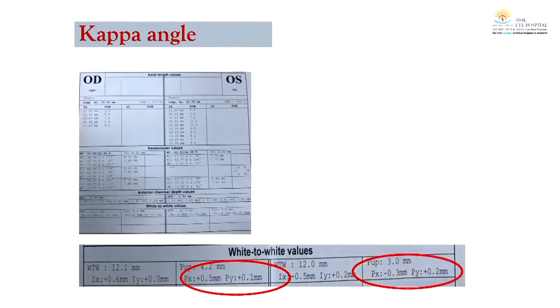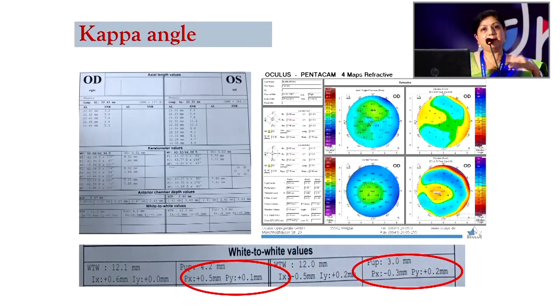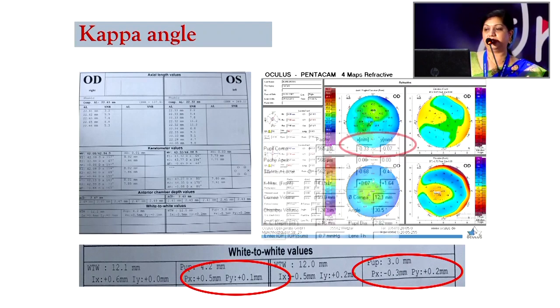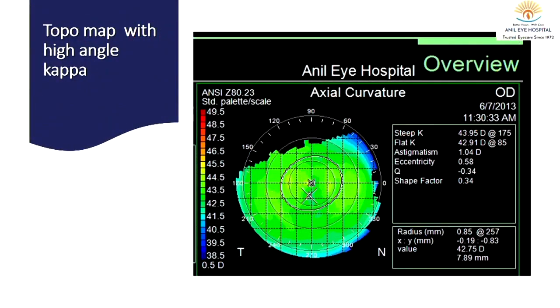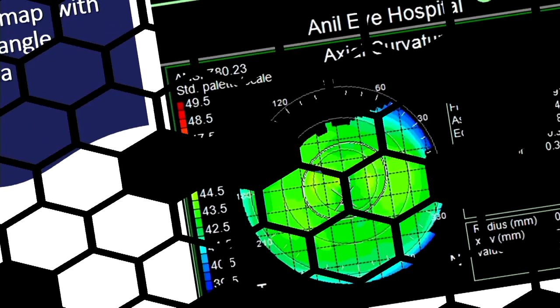You can also use the Pentacam here, and you can compare it. Here again you can have the white to white values, 0.5 plus 0.1 on the right eye, 0.3 plus 0.2 in the left eye. And you can compare it with the Pentacam. Now this was a patient with a topography, this is the Atlas 9000, that will give X and Y coordinates. So this patient had a high vertical angle kappa, the Y coordinate is almost 0.8.